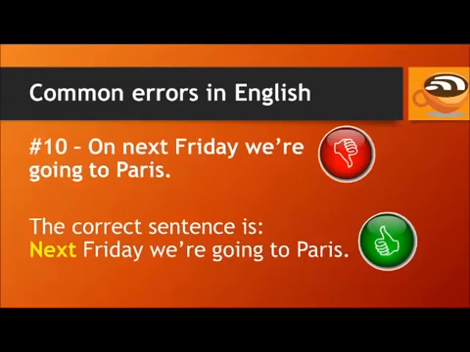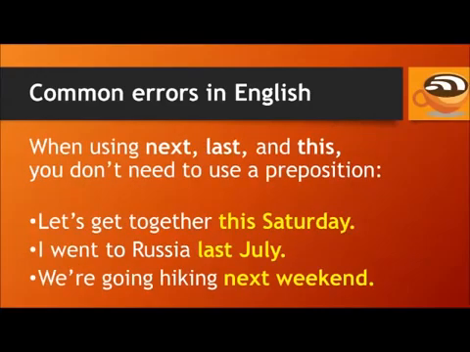Number 10. On next Friday, we're going to Paris. The correct sentence is, next Friday, we're going to Paris. When using next, last, and this, you don't need to use a preposition like on, in, or at. For example, let's get together this Saturday. I went to Russia last July. We're going hiking next weekend. You don't need to say in last July or on next weekend. Simply last July and next weekend are fine.